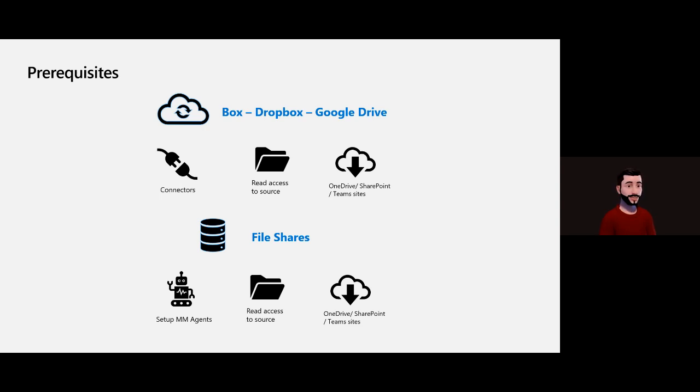Now, the file limitation for file shares: this type of migration supports migrating individual files of up to 250 gigabytes. So it's a little bit higher compared to the cloud-to-cloud migration.